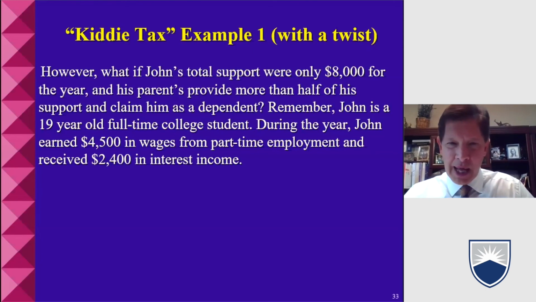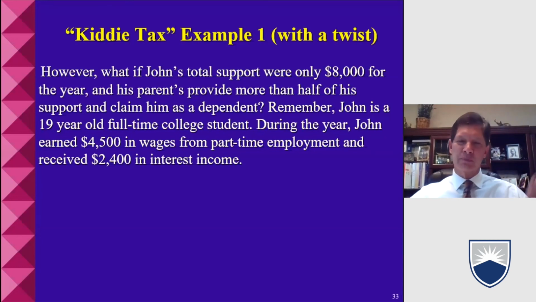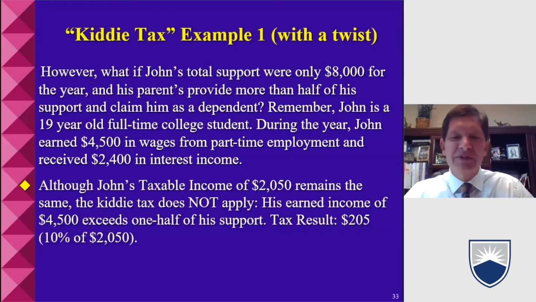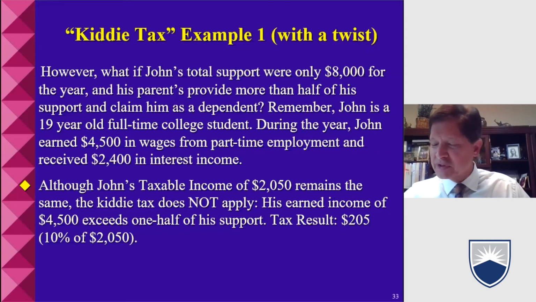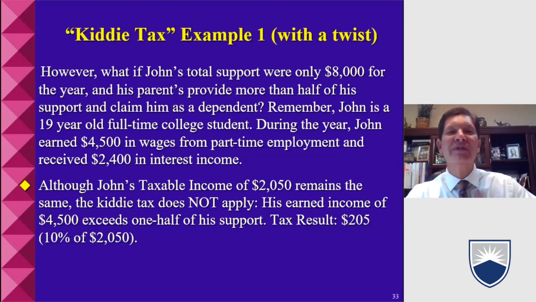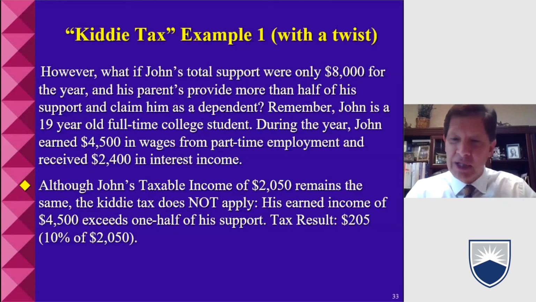Okay, look at what happened here. Support is $8,000. John's wages are $4,500, which exceed 50% of his total support. He doesn't have to use his wages for support. Kiddie tax doesn't apply. Though John's taxable income of $2,050 remains the same, the kiddie tax does not apply. His earned income of $4,500 exceeds one half of his support. Tax result, $205. So we save, I know it's not a lot of money, but $44. You can take the family out to Mickey D's or Chick-fil-A.